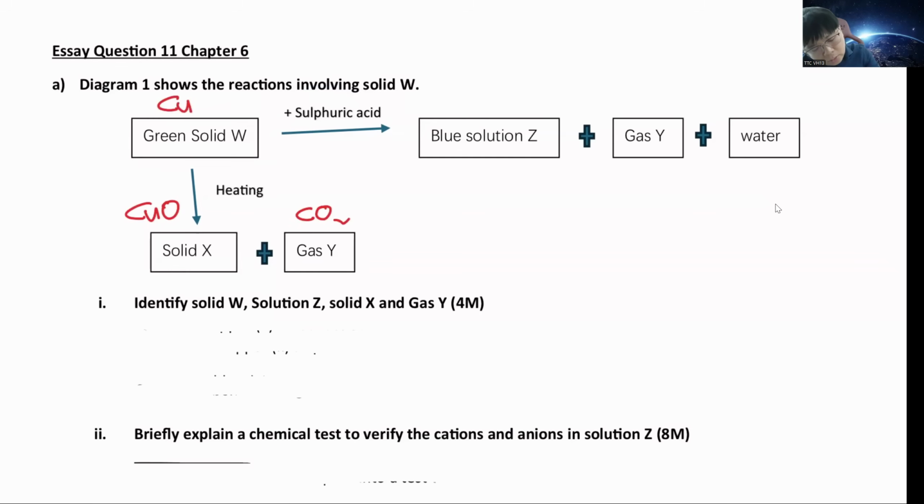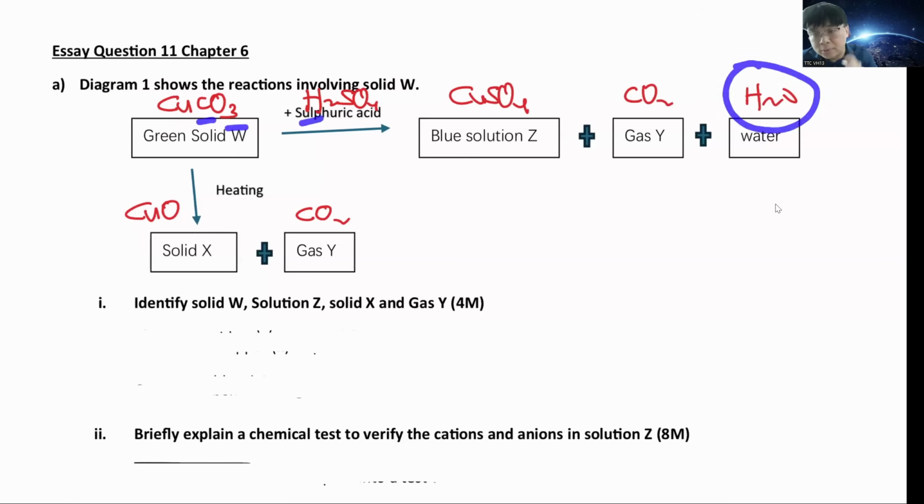So when heated it becomes one gas, so this should be CuO plus CO2. Then this is CuCO3. When plus sulfuric acid, so Cu and SO4 become CuSO4 plus CO2 plus H2O. H and O become H2O, C and O become CO2. So give me the identities of them.